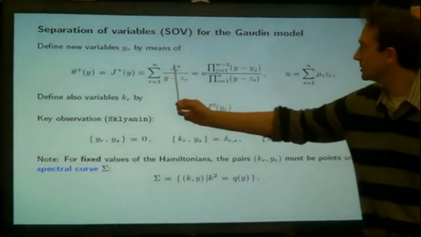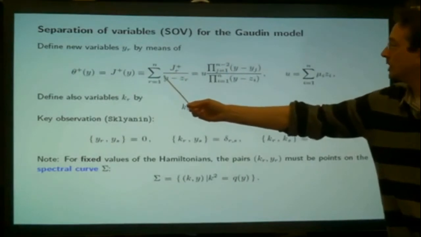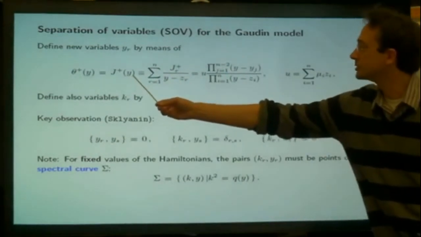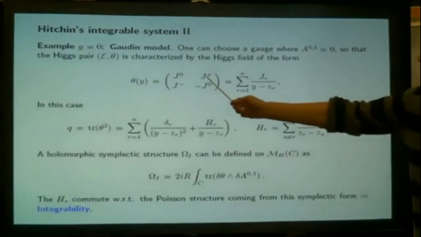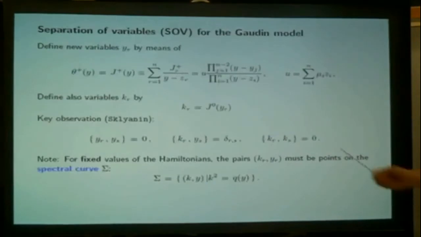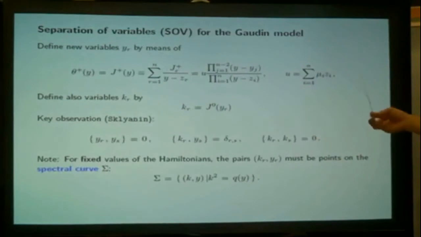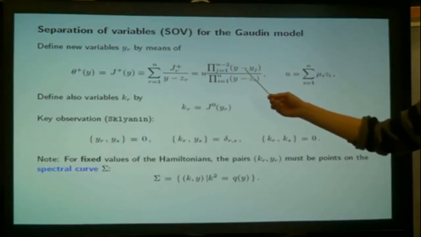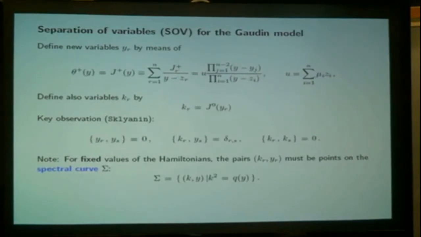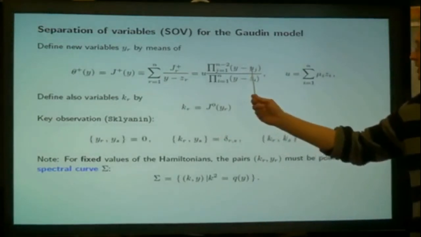These J's were our original phase space variables. Now we do a change of variables by just finding the zeros of this J plus, which is this off-diagonal element here of the Higgs field. So we're going to the zeros of J plus. If we count here, and take care of the overall invariance, we have n minus 2 of them. So these are now our new variables for the phase space. This is half as many as the dimension of the phase space.